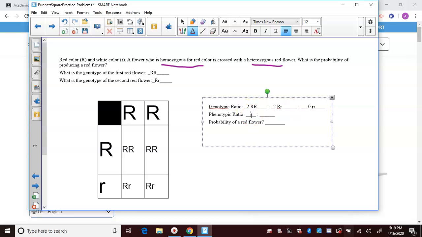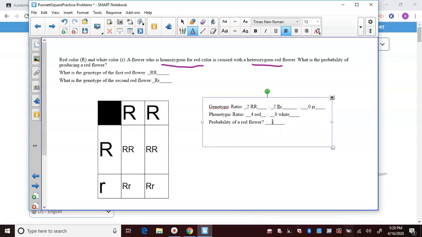Then the phenotypic ratio, remember to have a dominant phenotype, you either are homozygous dominant or heterozygous. Because even if you have one capital letter, you show the dominant phenotype because it overpowers the recessive allele. So in this case, there would be 4 red flowers to 0 white.